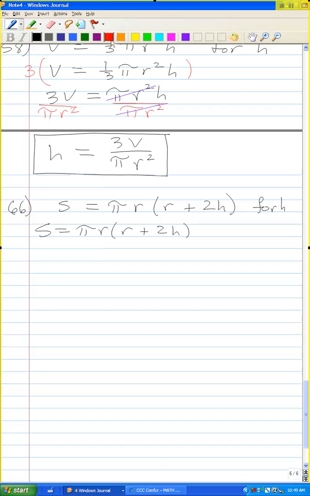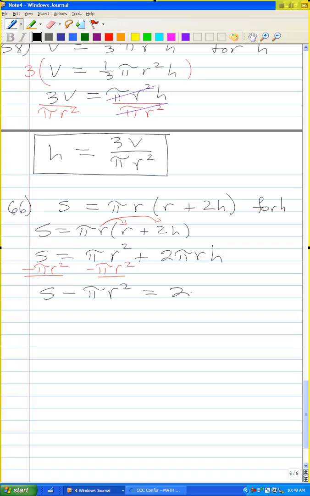So let me multiply pi r in the parentheses. And so I have S is equal to pi r times r is r squared, plus pi r times 2 is 2 pi r, times h is h. I want to solve for h, so let me subtract pi r squared from both sides of my equation. So I get S minus pi r squared equals 2 pi r h.